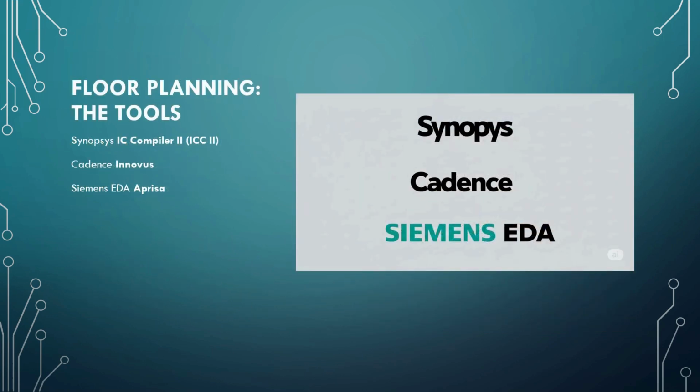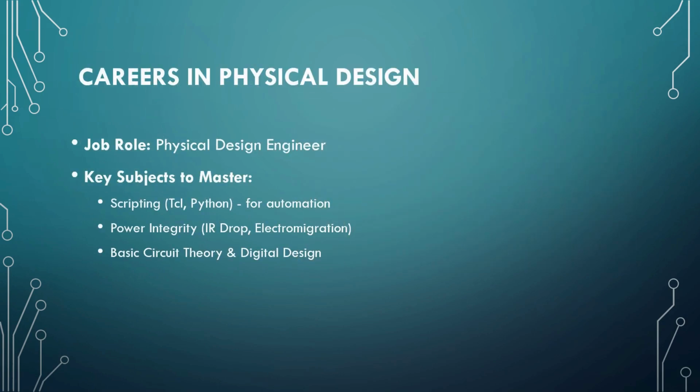So what kind of heavy machinery does this crew use? The industry is dominated by three powerful place and route suites. The main players are IC Compiler 2 from Synopsys, Innovus from Cadence, and Aprisa from Siemens EDA. The people responsible for this are physical design engineers. They are the site foremen of the chip world. To land this job, you need strong scripting skills, especially in TCL to control the tools, and a solid understanding of power integrity to ensure your chip's foundation is solid.